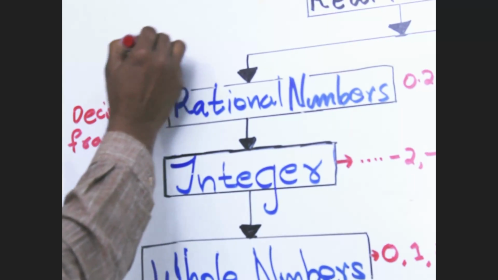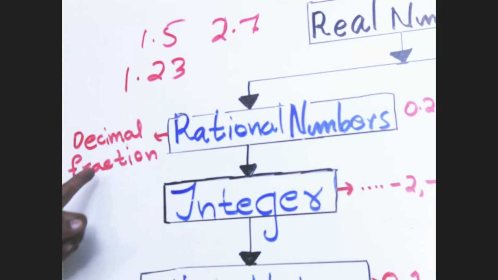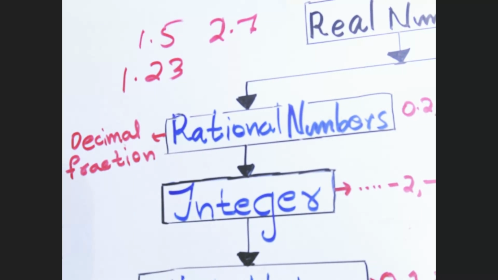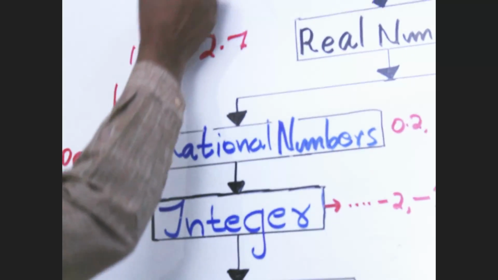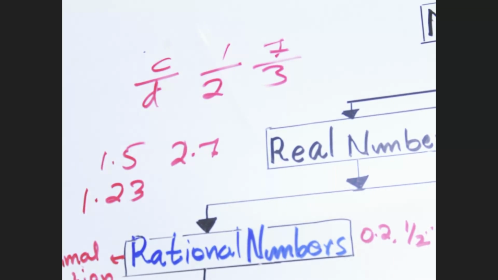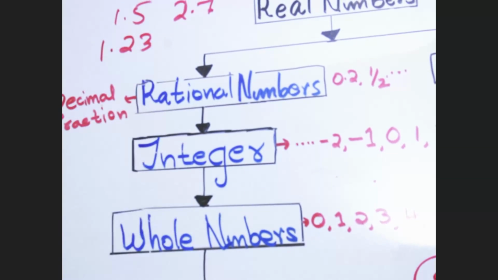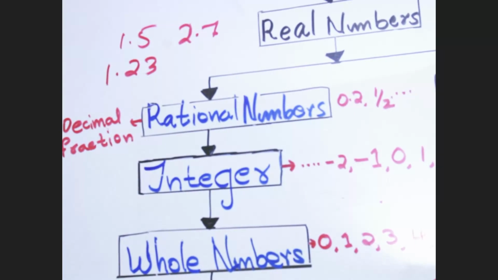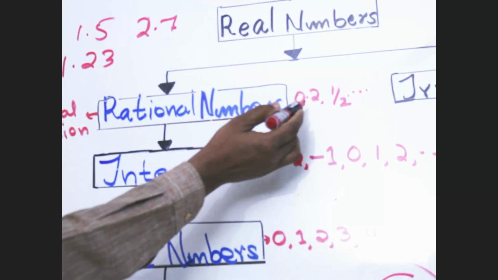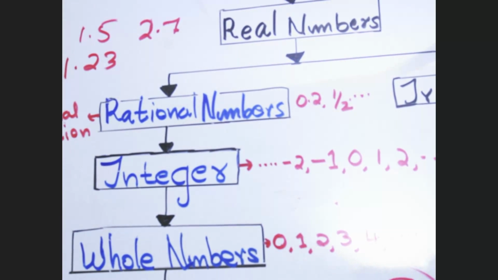For example, 1.2, 1.5, 1.7 or 2.7, something like that, which are decimal numbers, and fractions also. Fraction, I told you before, is just like A by B, C by D, for example 1 by 2, 7 by 3, any numbers having a numerator and denominator. So these two categories are also included in rational numbers. For example, we can write 0.2, 1 by 2, 1 by 5, any numbers we can write.